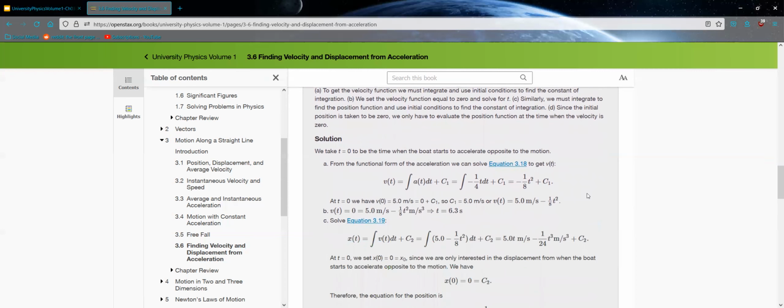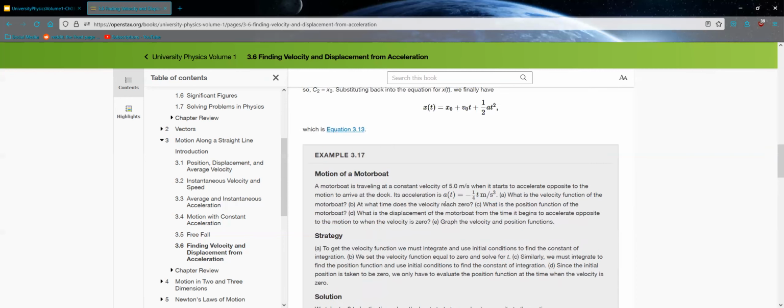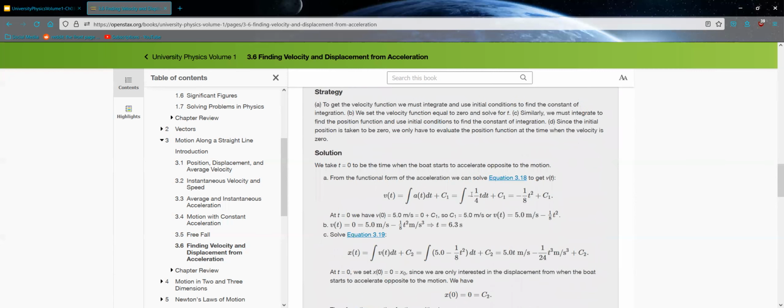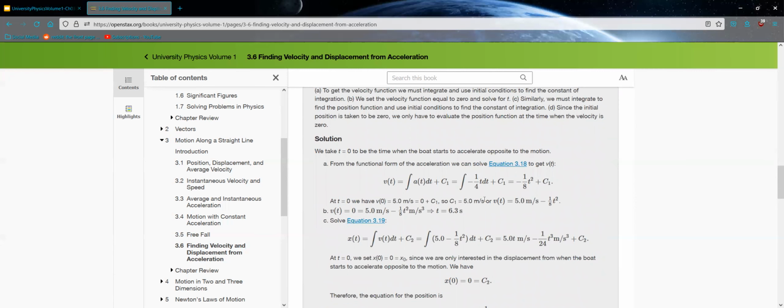So from the functional form of the acceleration, as shown here, we can solve for the velocity function given the acceleration function. We know that the acceleration function was negative 1/4 t dt, plus, of course, some c1 by definition. So if we integrate that, you find the velocity function looking something like negative 1/8 t squared plus some constant c1. So given that information, we can solve some of the questions here.